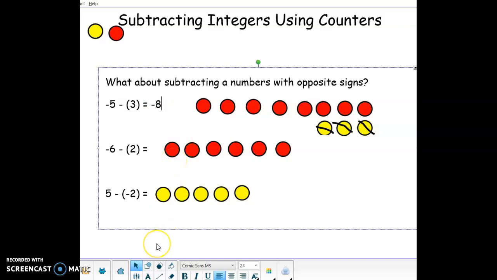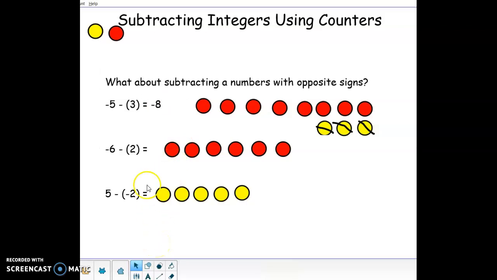So here I have negative 6 minus 2. So if I look here, I started off with my 6 negatives. I don't have 2 positives that I can take away. I can't just take away 2 negatives because it's not minus a negative 2, it's minus a positive 2. So I'm going to create those 0 pairs again. So I have my 0 pairs, I have 2 positives that I have to take away. So I'm going to create 2 0 pairs. So here's my 2 0 pairs that I've created.